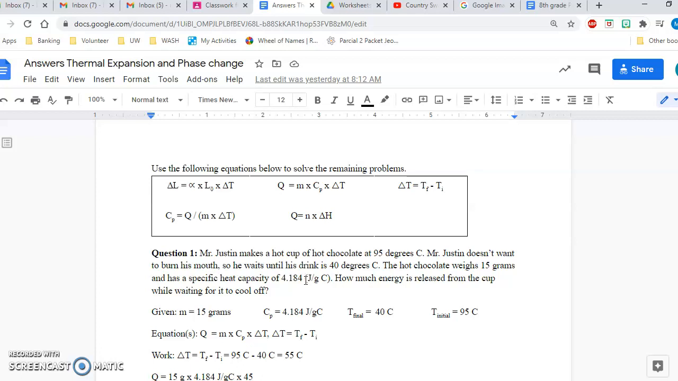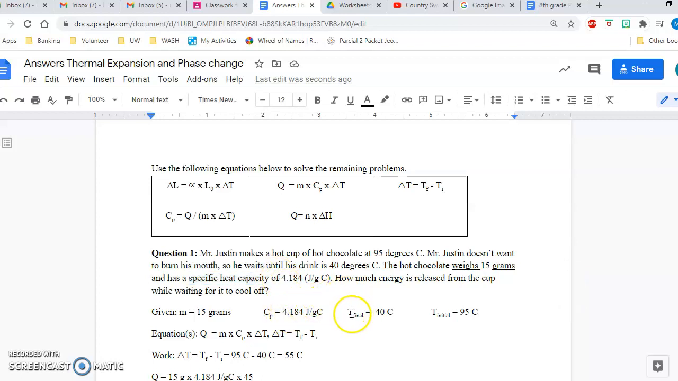When we're doing these problems, the first thing that I think is always easiest is to start with mass. Anytime we see grams or weighs, like here or here, we're going to be talking about mass. So that would be our M. Our CP is our specific heat capacity. So we can put that in for our CP.